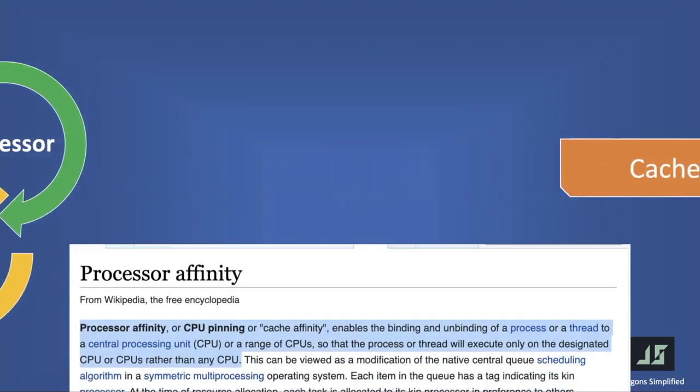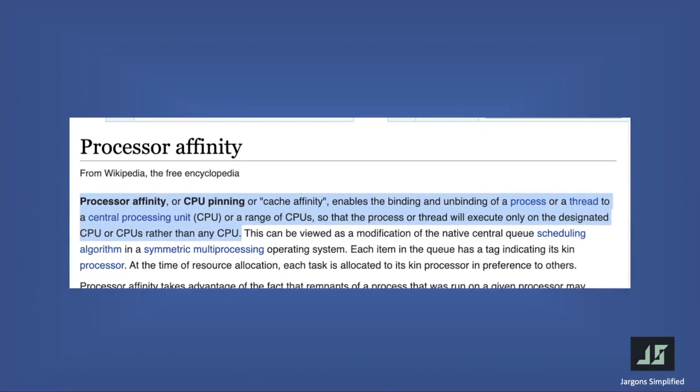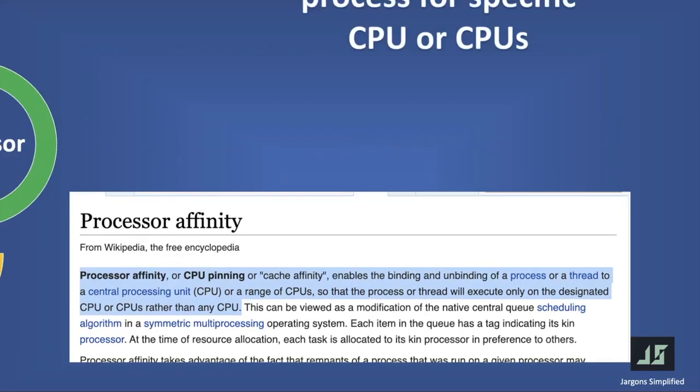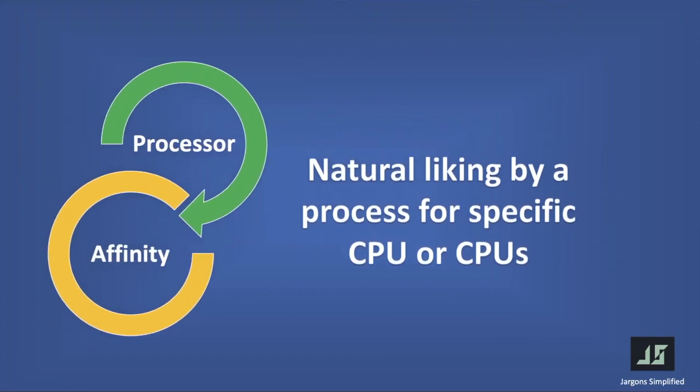So let's try to summarize the process affinity by checking how Wikipedia defines it. It reads, process affinity or CPU pinning or cache affinity enables the binding and unbinding of a process or a thread to a central processing unit or range of CPUs, so that the process or thread will execute only on designated CPU or CPUs rather than any CPU. Or you can simply remember process affinity as natural liking by a process for a specific CPU or CPUs.